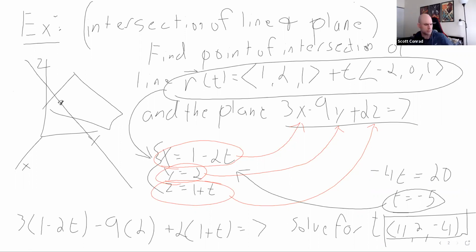Any questions about that example? Shouldn't x be negative 9? No, because it's 1 minus 2t. If it were 1 plus 2t, it would be, but yeah. Okay.